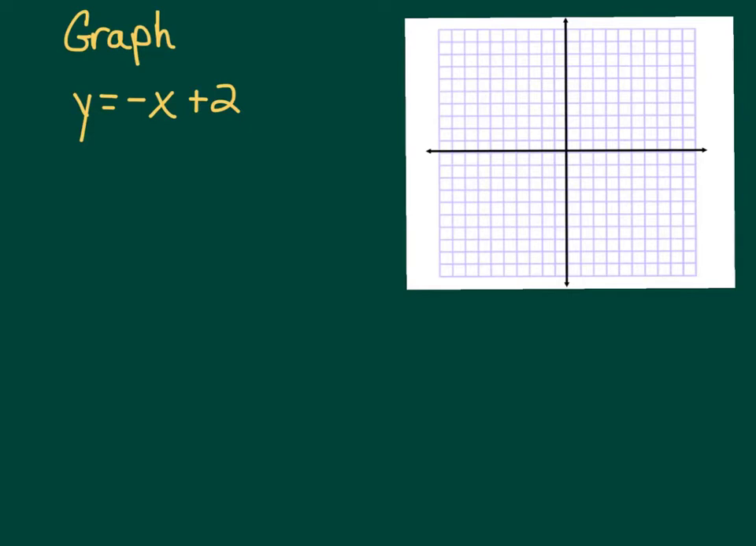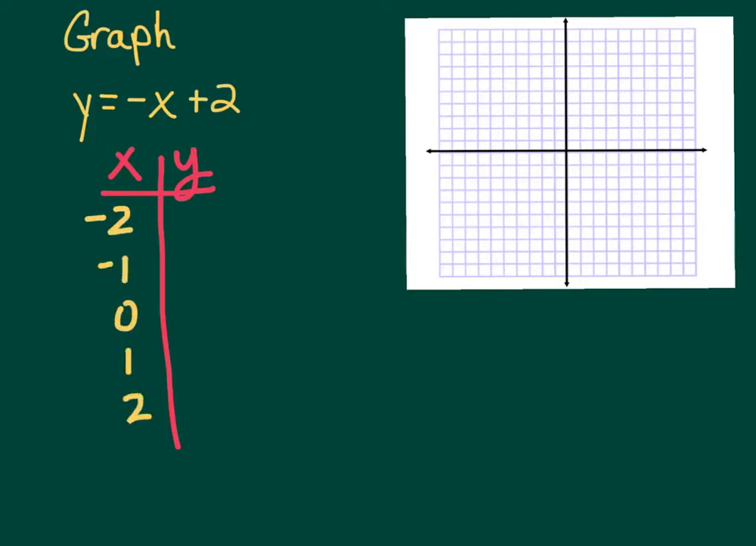All right, so our first problem says we want to make a complete graph for this equation, y equals negative x plus 2. Before we can make a complete graph, we need to make an xy table, and we need to pick some x values. I always choose a couple negatives, a couple positives, and 0. So I'm going to do negative 2, negative 1, 0, 1, and 2.